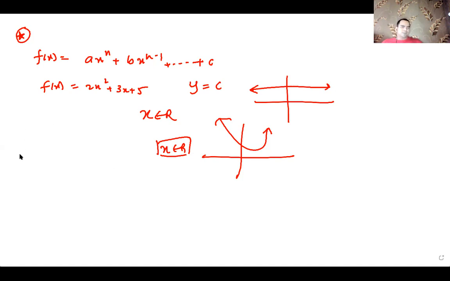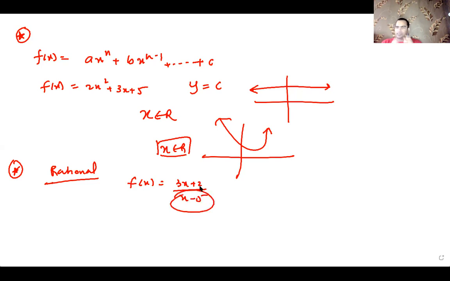Now coming to the second part, which is the rational function. When you talk about the domain of a rational function, let's say my function is 3x plus 2 over x minus 5. If I make the denominator 0, at that time my function becomes undefined. So whenever you have to find the domain for a rational function, you equate the denominator to 0.